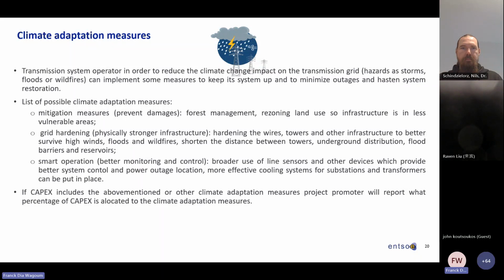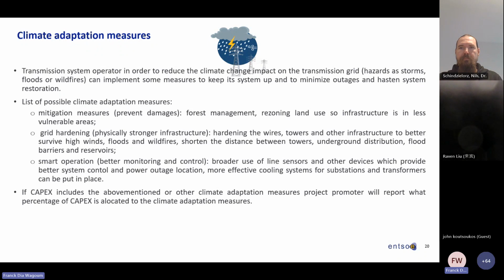And here's a little bit the outline of the idea that we currently consider in the drafting team CBA. So of course, transmission. Given the current weather conditions and the future trends that we foresee, transmission system operators, in order to reduce the climate change's impact on the transmission grids, can of course implement some measures to keep the system up and minimize outage and hasten system restoration basically.